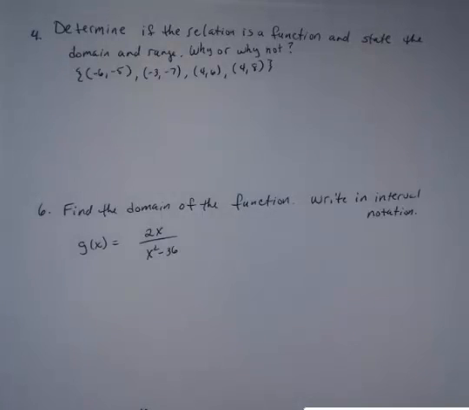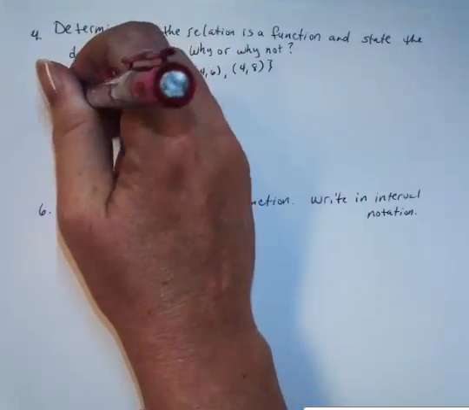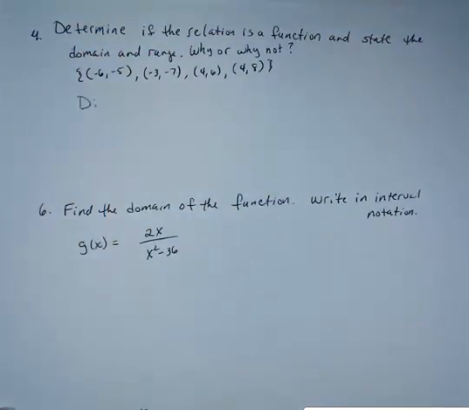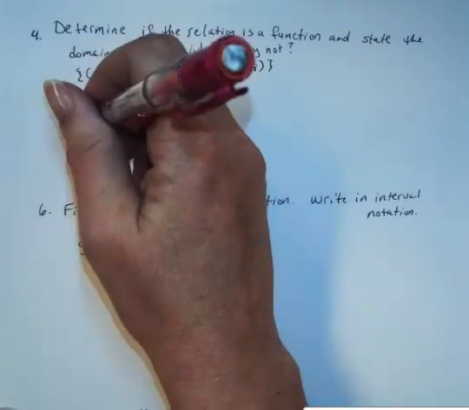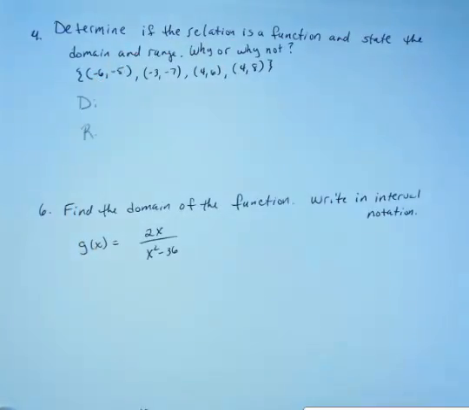So on number 4, we are looking at determining if the relation is a function and stating the domain and range, and why or why not it is a function. The first thing we're going to do is find the domain. Remember, the domain is the values of x and the range is the values of y.